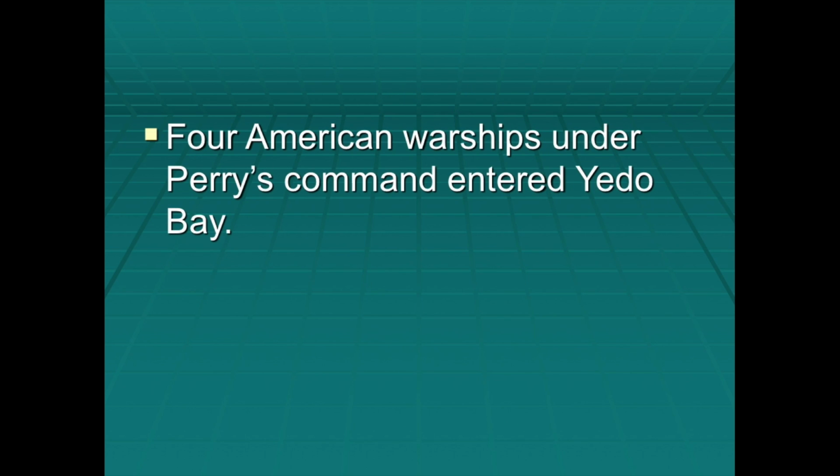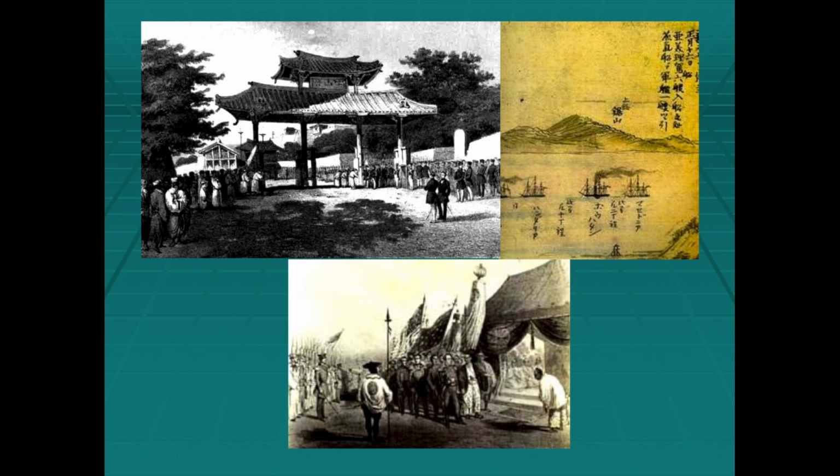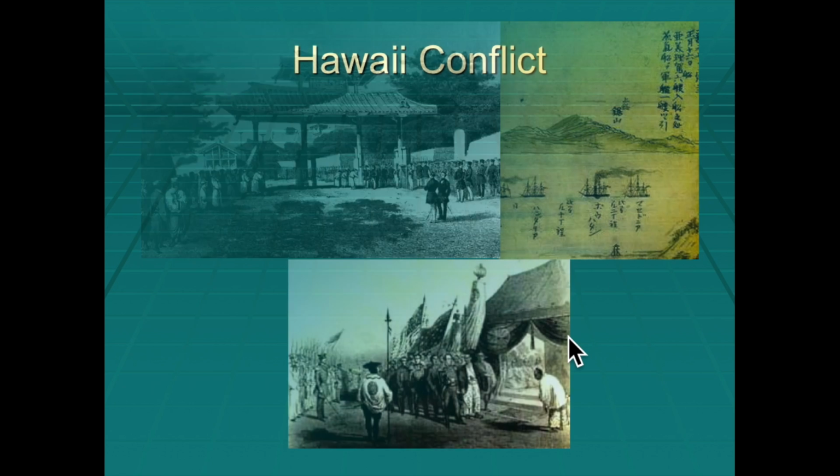Four American warships under Perry's command entered Yedo Bay. The Japanese had never seen steamships before and were impressed by the display of American technology and firepower. So, what was once a very cultural Japan, where its traditions were so pure in their culture, and then you start seeing depictions of the sailing ships coming in and what they may have encountered.